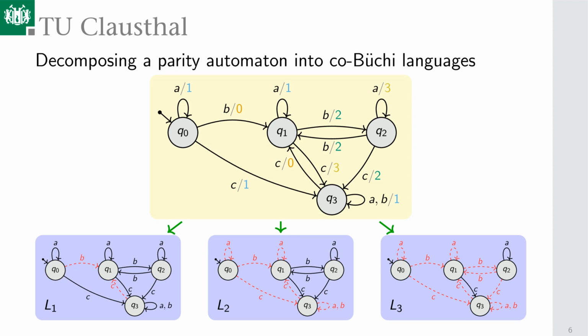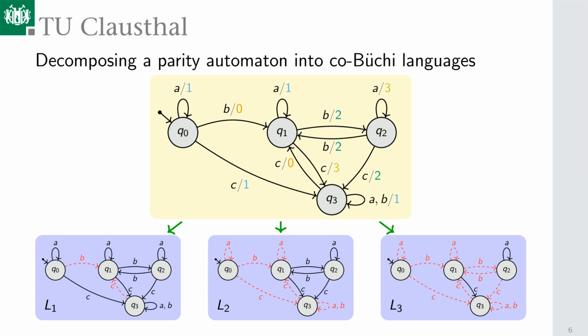We could also define L0, but every word has a color of at least 0 in the parity automaton, because that is the least color. So L0 is the universal language. Similarly, L4 and above are all empty languages, so we don't need to explicitly state them here. These languages, L1 to L3, can all be represented by co-Büchi automata.